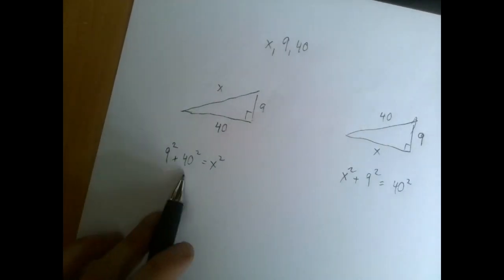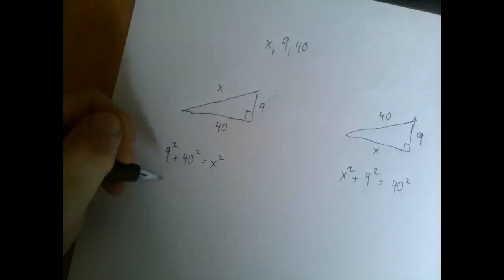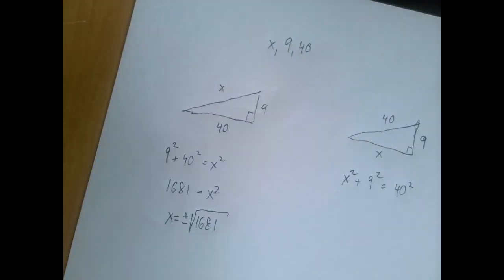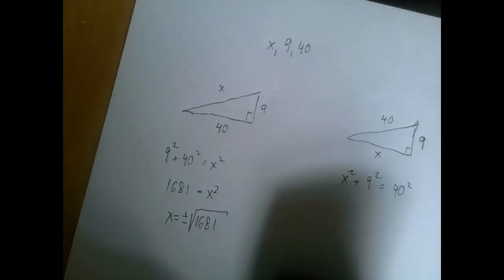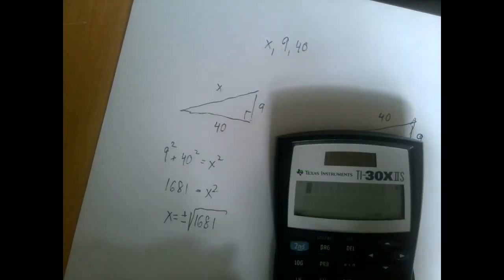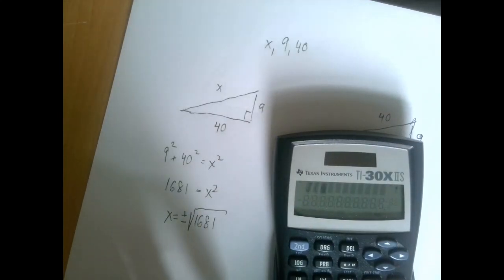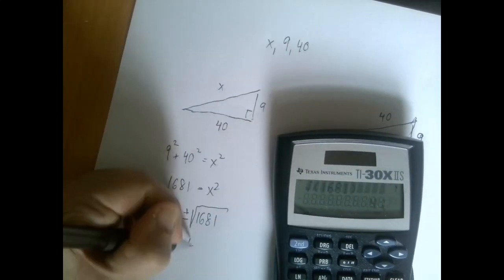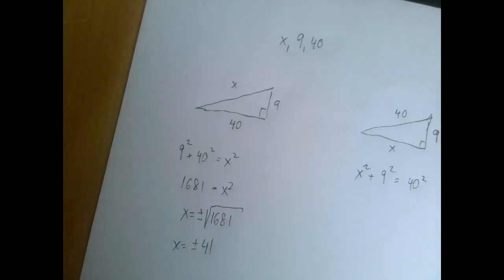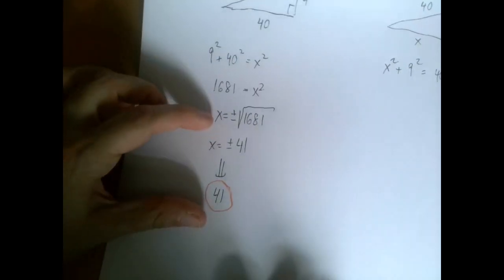We have 81 plus 1600, so it's 1681 equals x squared. All we need to see is if 1681 is a perfect square. That we need to know. So if we take the square root of it, which I believe it won't be... No, I'm wrong. So x is 41 or negative 41 based on this equation.